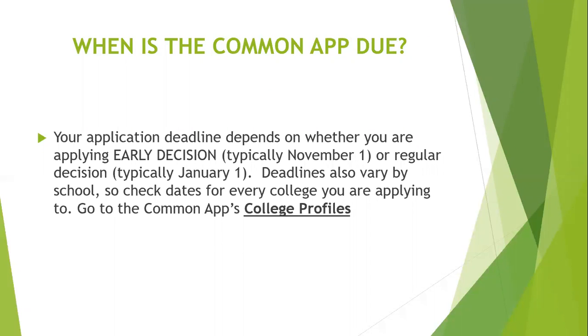When is the Common App due? Your application deadline depends on whether you are applying early decision, which is typically November 1st, or regular decision, which is typically January 1st. Deadlines also vary by school, so please check the dates for every college you are applying to. To see those dates, go to the Common App's college profiles.